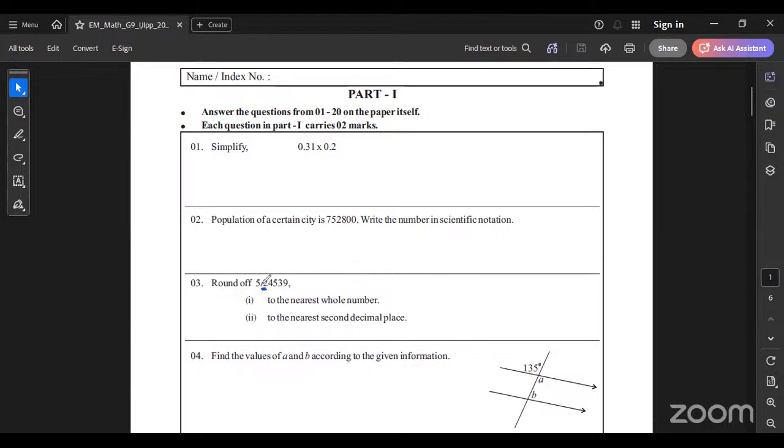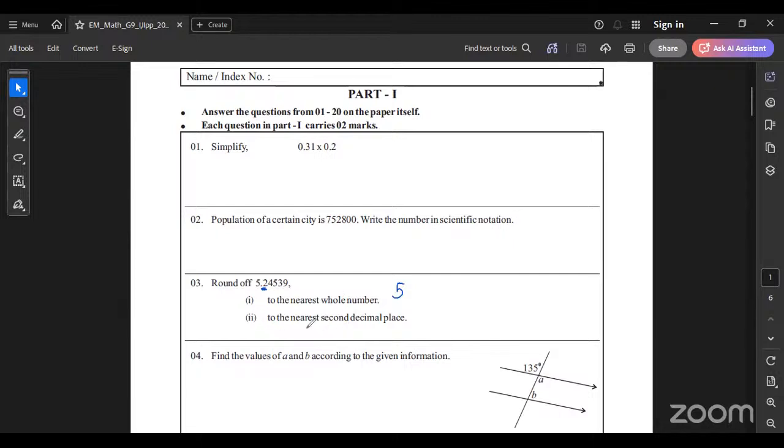What is the whole number here? 5. But here, the first decimal is less than 5. So it should be 5, no need to add, right? The first decimal here, son, 2, is less than 5. So keep the first number. What's the number? The whole number is 5.